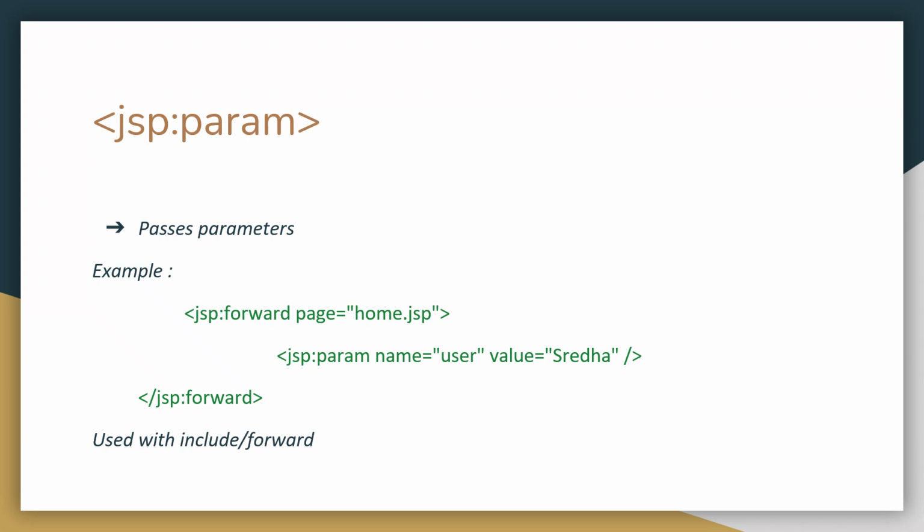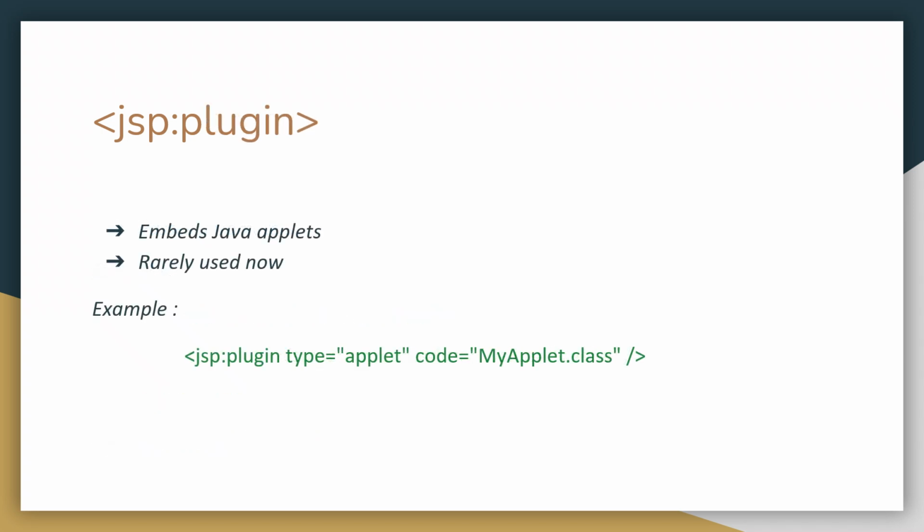The JSP param action is used to pass parameters. It is used along with include or forward. Helps in sending data from one page to another. The plugin action is used to embed Java applets. Applets are rarely used in modern applications, so this tag is not commonly used today.